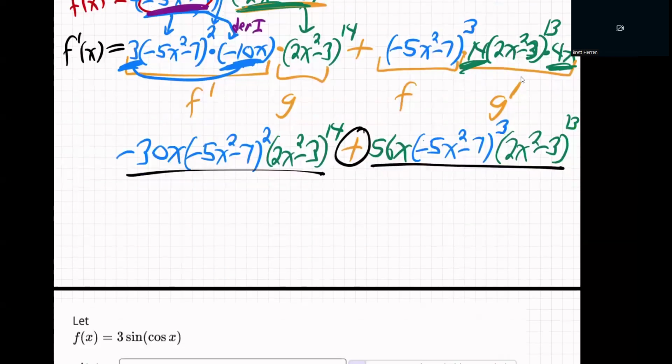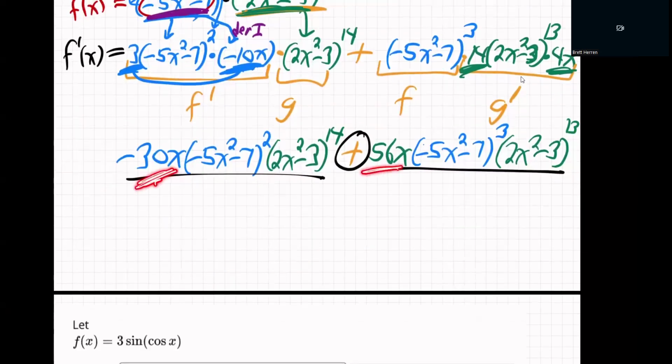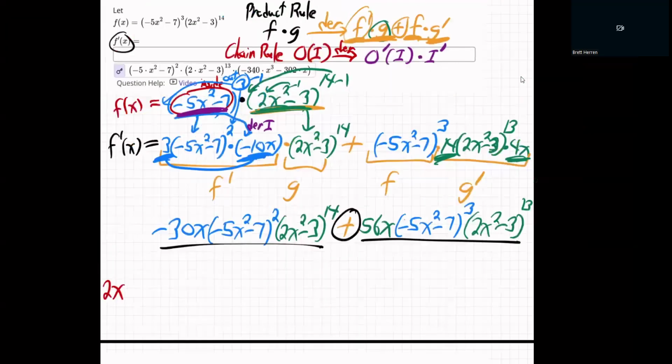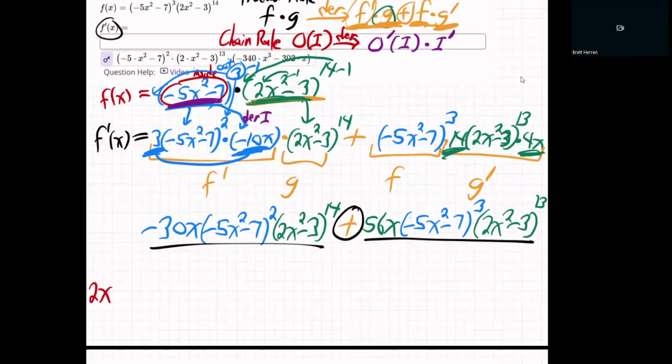I think minus 30x and 56x both have in common 2x. 2 goes into both of them. Well, forget that. Never mind, just kidding. Let's forget about that.